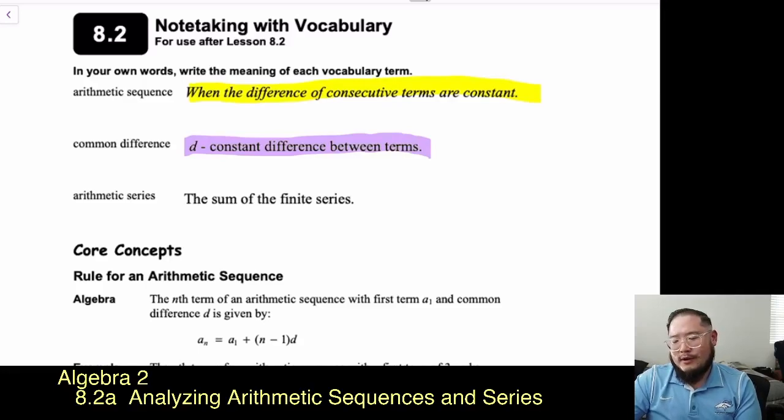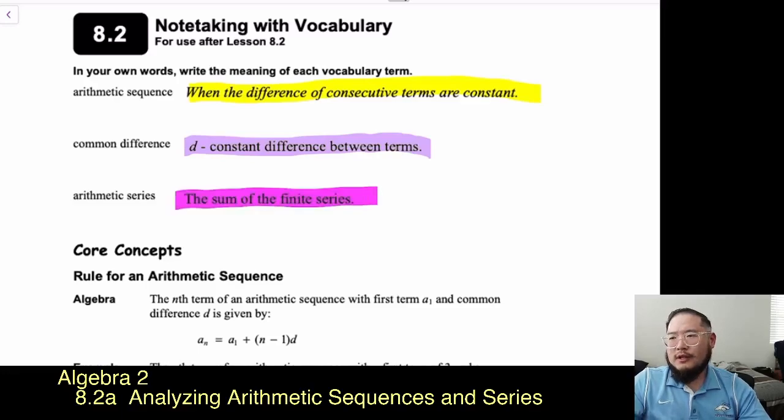All right. So next, we take a look at the arithmetic series. What is that? That is the sum of a finite series. Remember, a finite series is a series where there is an end. It could be 100 numbers, or it could be as small as 3 numbers. But you're going to add all the different terms together. That is the arithmetic series, which we'll look at more in part B.